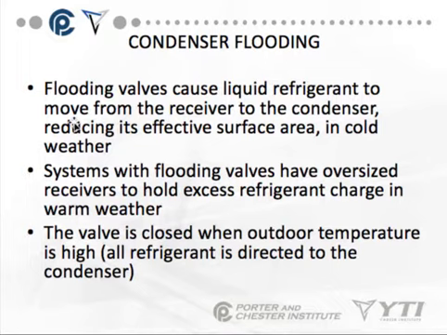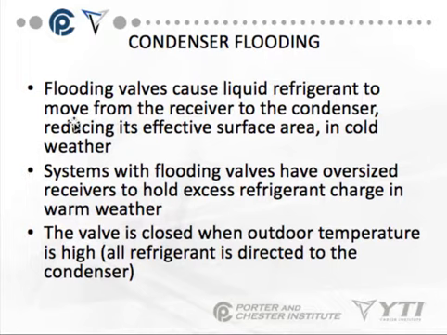Condenser flooding is the final way that we can increase our condensing temperature. Flooding valves, what they do is they bypass the metering device. We take liquid refrigerant to move from the receiver to the condenser, and that basically reduces its surface area in cold weather. Okay, it bypasses the entire liquid line metering device, evaporator, and compressor. We shove liquid refrigerant directly into the condenser and therefore reduce its efficiency.